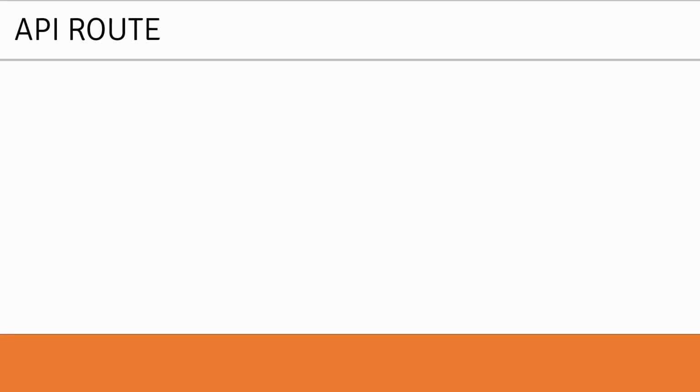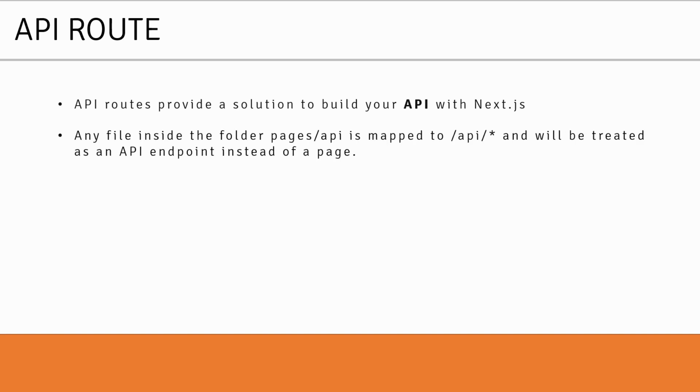To achieve data routing, in Next.js we call it API routing. We can create our own solution within this API. This API folder will be present within the pages folder. A file inside pages/api will be considered as an API endpoint and it will not be considered as a page.